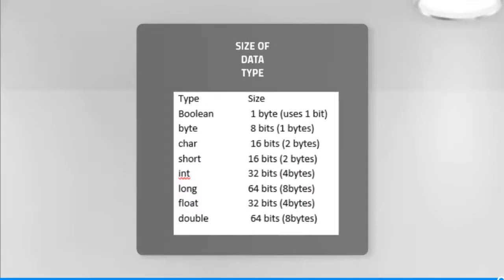Size of the data types: boolean uses 1, byte uses 1 byte, char is 2, short is 2, int is 4, long is 8, float is 4, and double is 8 bytes.